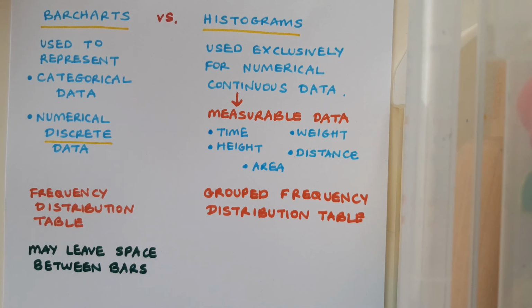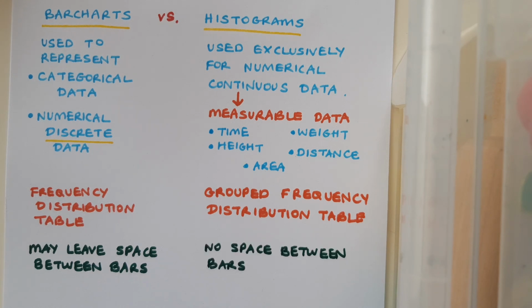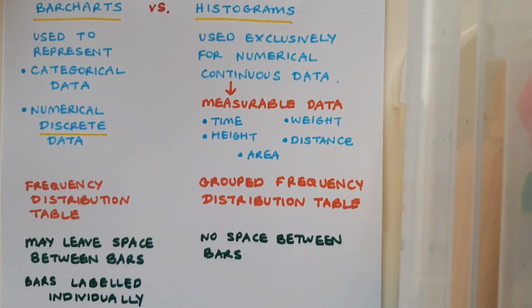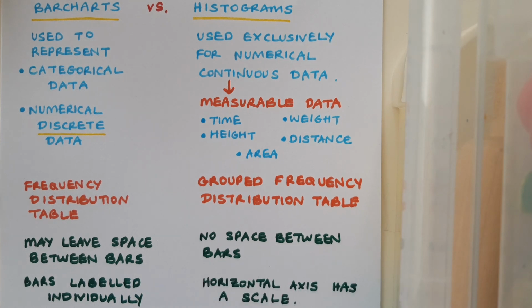For bar charts, we may leave a space between our bars. We don't have to, we might run them together, but we're allowed to leave a space. However, no space is left between the bars of a histogram. In a bar chart, each bar can be labelled individually on the horizontal axis. That is, we usually write the name of the bar directly below the bar, whereas with the histogram, the horizontal axis has a scale. So this is like a number line along the horizontal axis.